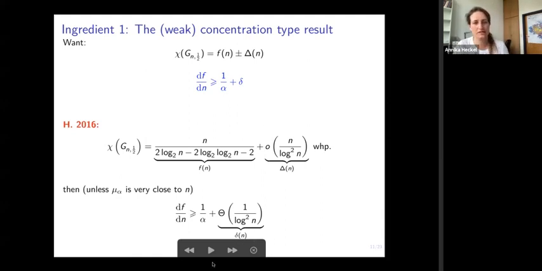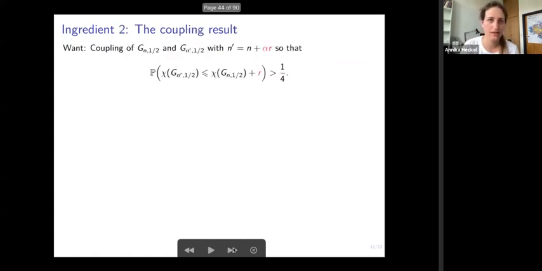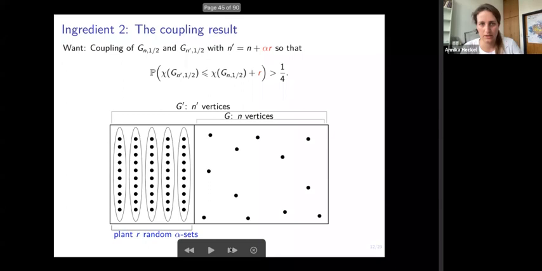Okay, so that's the first part. How about the second part? This is the harder bit. How do you prove the coupling result? We need that as we increase n by alpha times r, where r is as large as possible, the chromatic number of G(n,1/2) increases by at most r with some decent probability. Okay, so how do we do the coupling? Well, actually, it's easy how to do the coupling. The hard part is to show that it works.